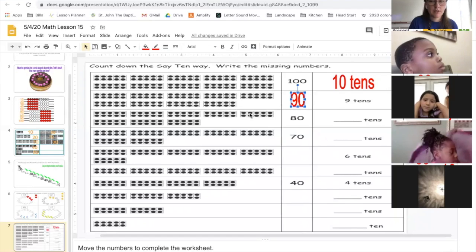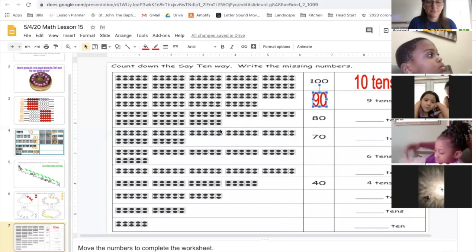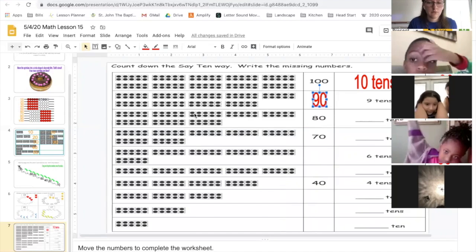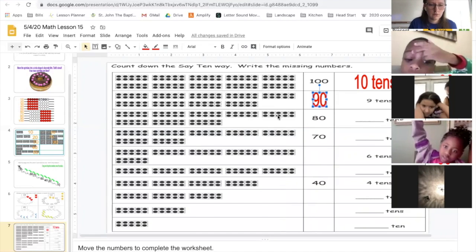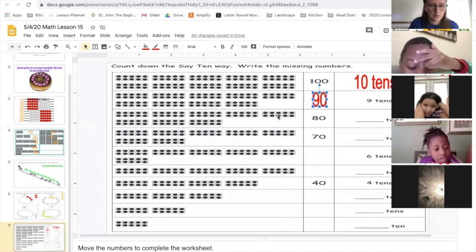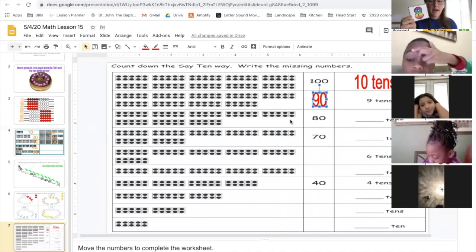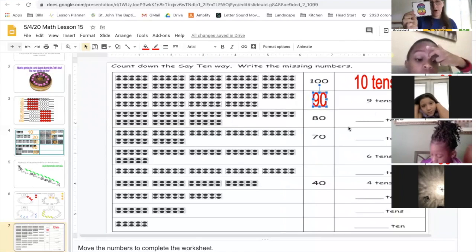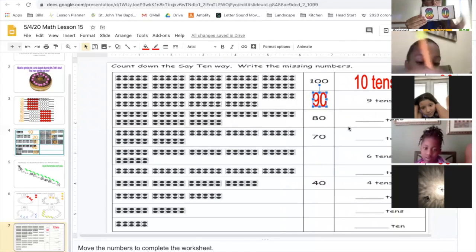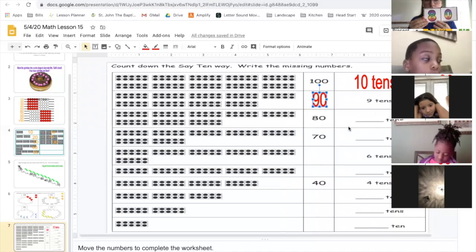All right, let's move to the next one. How many 10 frames are in that box? Count it. 1, 2, 3, 4, 5, 6, 7, 8. Very good. So we had 8. And it shows us when we take our 8 with the 0, we have what number? 80.